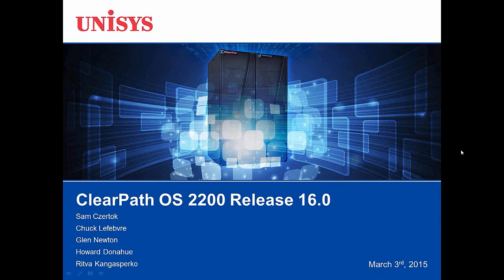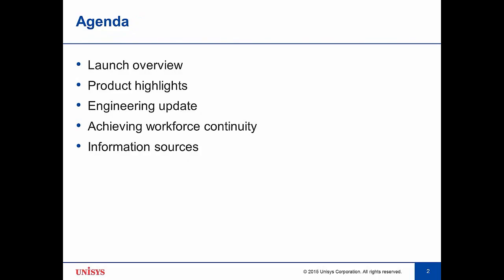My name is Sam Chotok, and today I'm going to share with you some exciting new information about the 16.0 release of ClearPath OS 2200. Today we're going to talk about the following topics. I'll be talking about OS 2200 Release 16.0 and some of the new products we will highlight. Then Glenn will talk to you about some of the important security updates in this launch, and we'll also hear from Chuck about some in-depth engineering updates. We'll close this presentation with Ritva and Howard talking about achieving workforce continuity and ClearPath information sources.